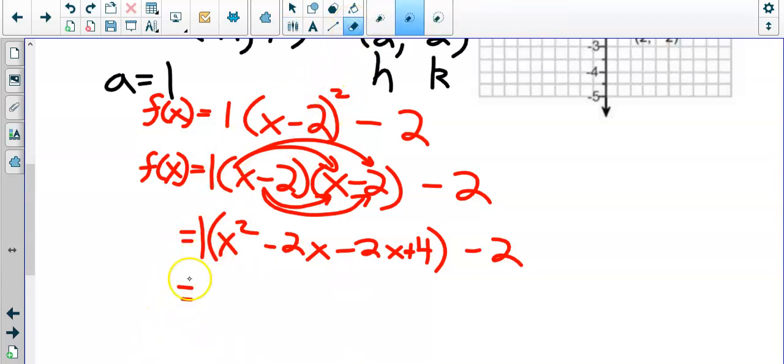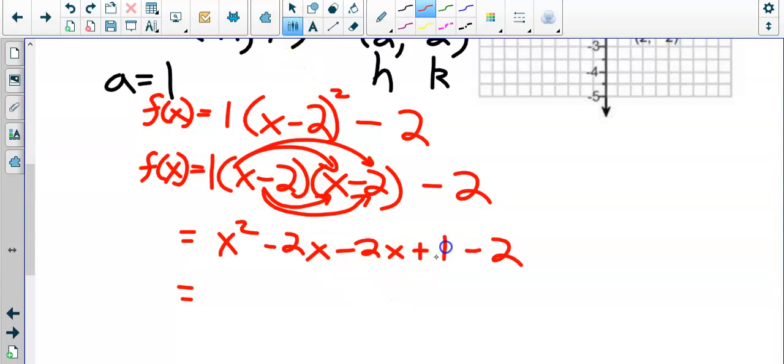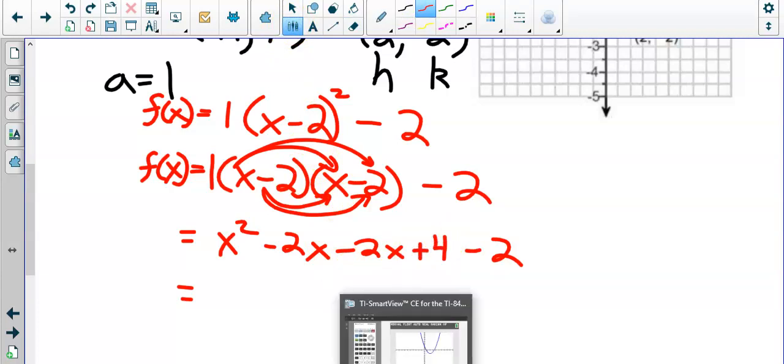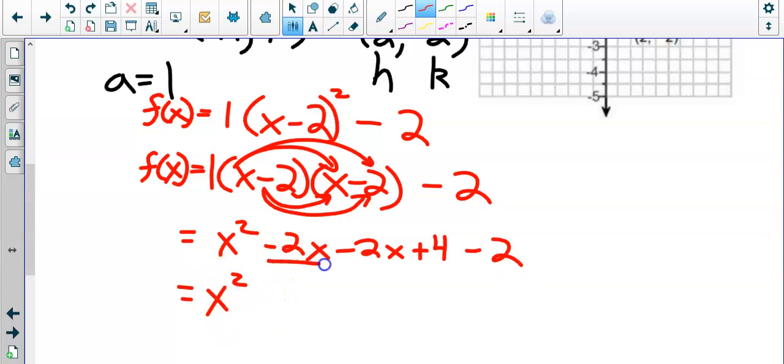So technically, we don't need this information. We don't need that parenthesis. We don't need that 1. We don't need that final parenthesis there. Let me fix this part. Plus 4. All we got to do now is combine like terms. The x squared stays. Who's getting together with negative 2? The negative 2x right next door. And what's negative 2x and negative 2x? Negative 4x. Who's getting together with the positive 4? The negative 2. What's 4 minus 2?